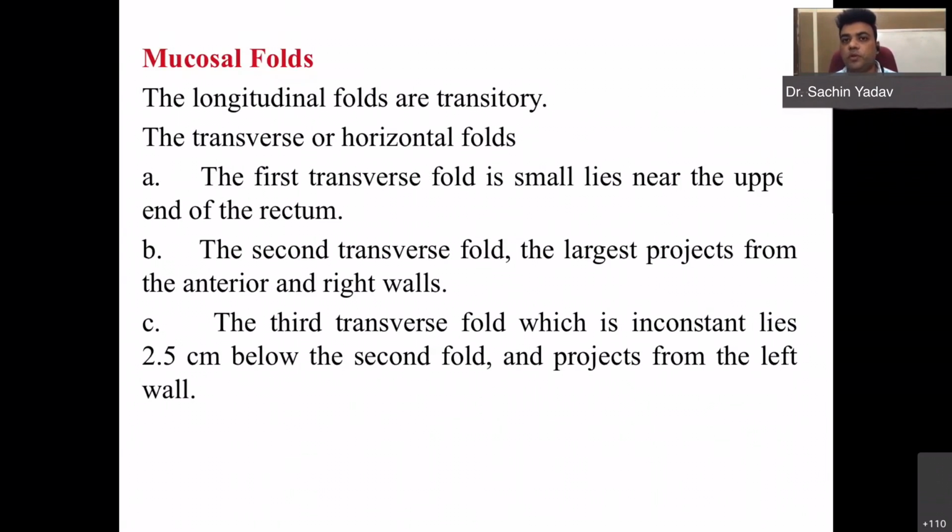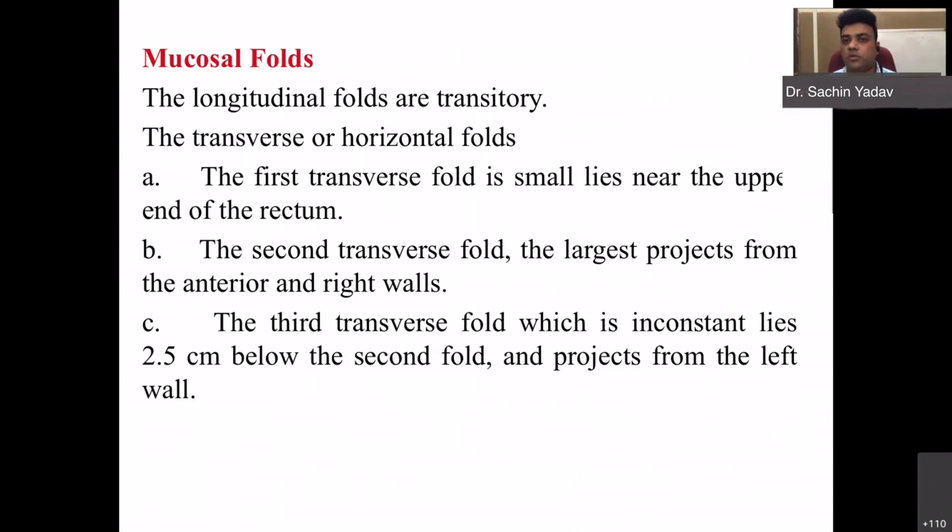Interiorly, there is the mucosal fold. There are transitional longitudinal folds, and there are transverse or horizontal folds which are permanent. The first transverse fold is small, lying near the upper end of the rectum. The second transverse fold, which is the largest, projects from the anterior and the right wall. And the third transverse mucosal fold is inconstant, lying 2.5 centimeters below the second fold and projecting from the left wall. Got it?